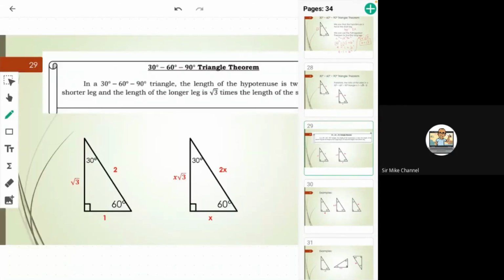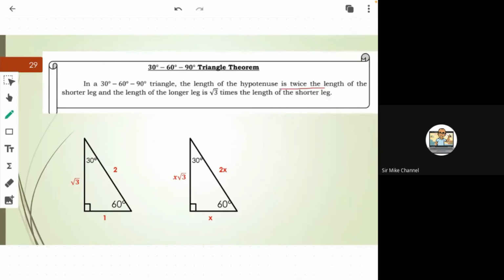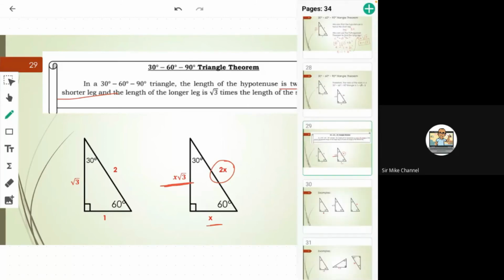Ito na yung pinaka-summary natin pala. So, in the 30, 60, 90, the length of the hypotenuse is twice the length of the shorter leg. Ito yun. Yung shorter leg natin, ito yun. So, multiply mo lang by 2. And then, the longer leg, itong part yan, is square root of 3 times the shorter leg. So, pag multiply mo lang, yung shorter leg is square root of 3. Okay, example.